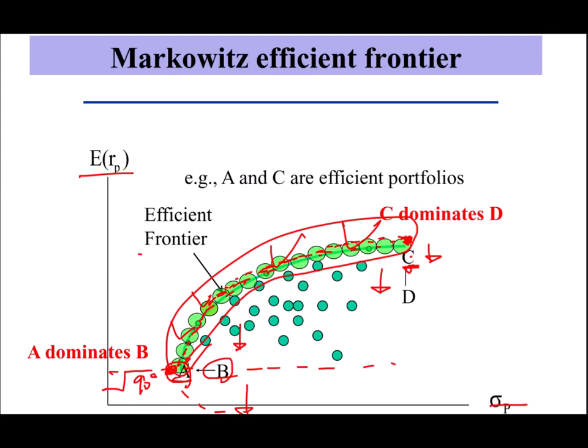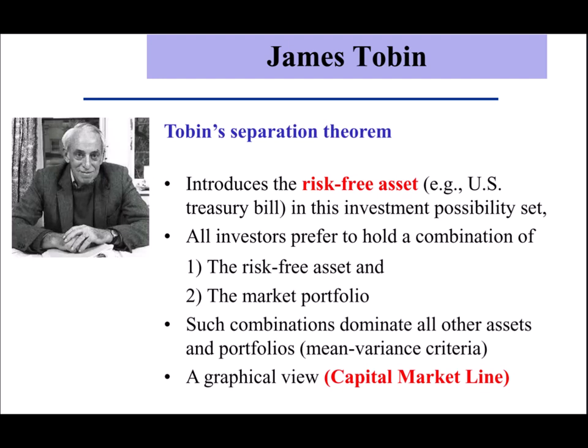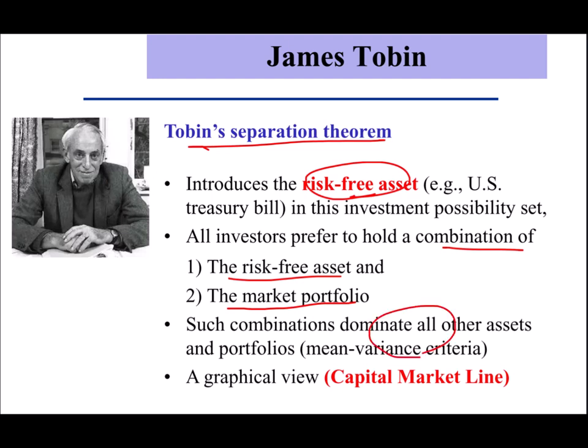Now we're going to introduce a risk-free asset in this graph, and things will be much simplified by doing so. James Tobin got the Nobel Prize. One of his contributions is about portfolio choice, the so-called separation theorem. Once we introduce the risk-free asset in this investment opportunity set, all investors prefer to hold a combination of the risk-free asset, the US Treasury bill, and the market portfolio. Such combinations dominate all other assets and portfolios in terms of the mean variance dominance principle. We're going to look at a graph called the capital market line in the next slide.